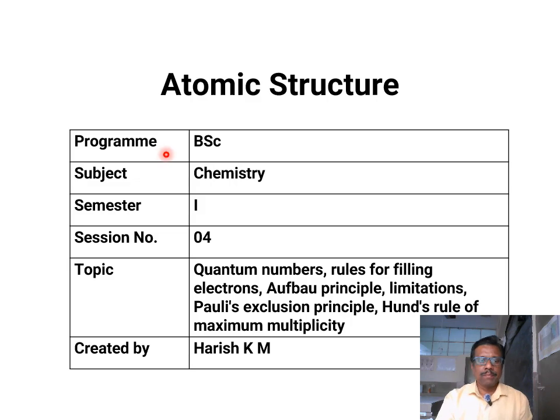Atomic structure, session number 4. We study here quantum numbers, rules for filling electrons, the Aufbau principle, its limitations, Pauli's exclusion principle, and Hund's rule of maximum spin multiplicity.